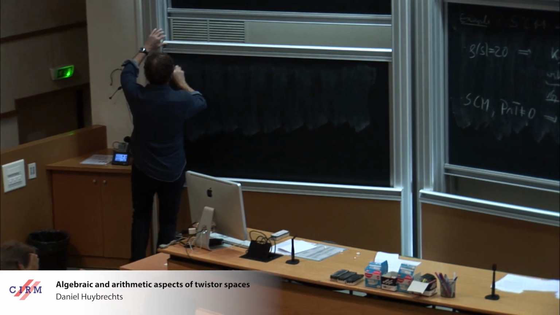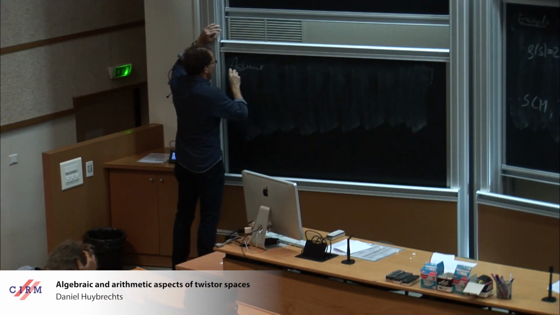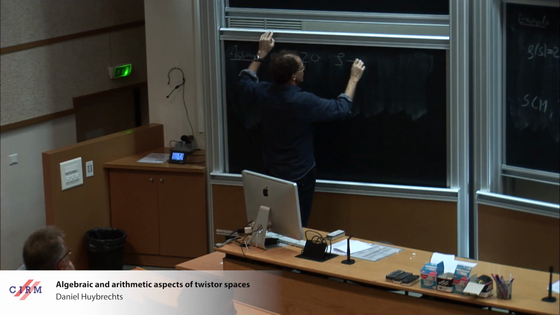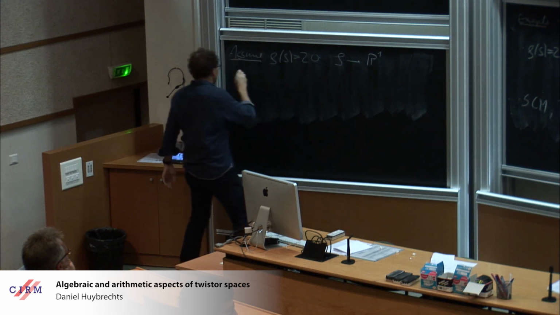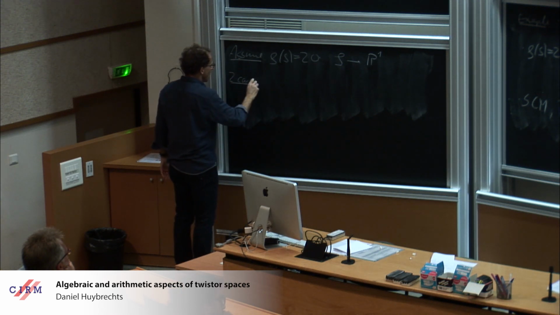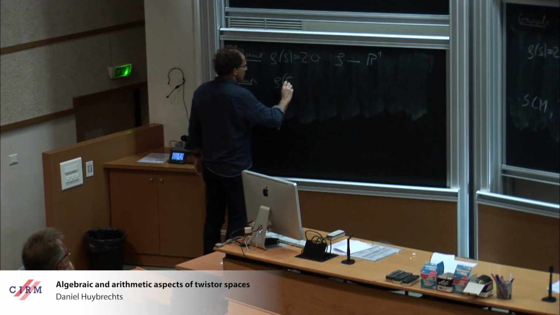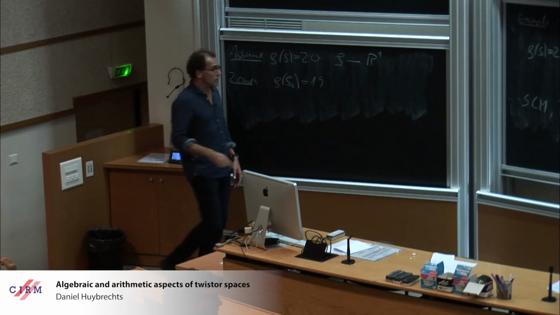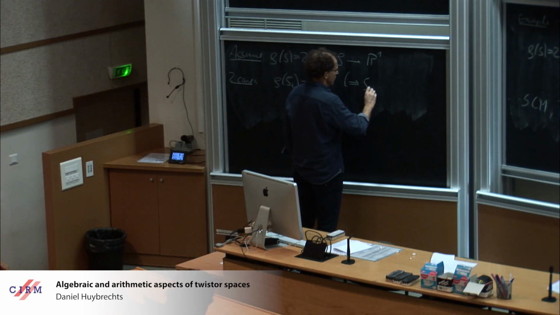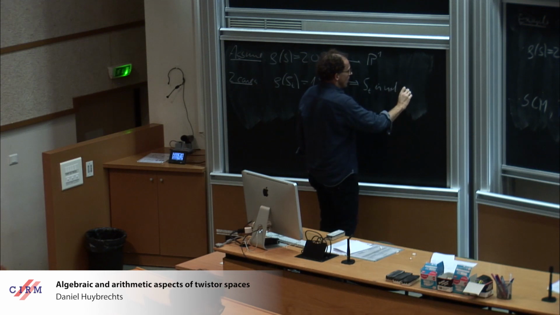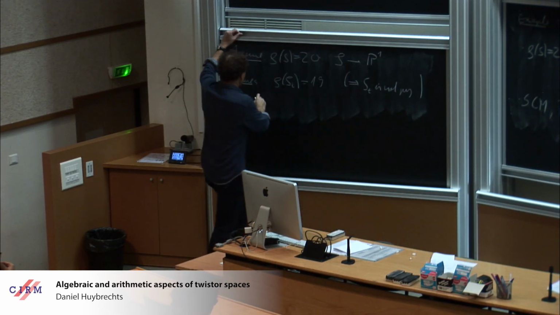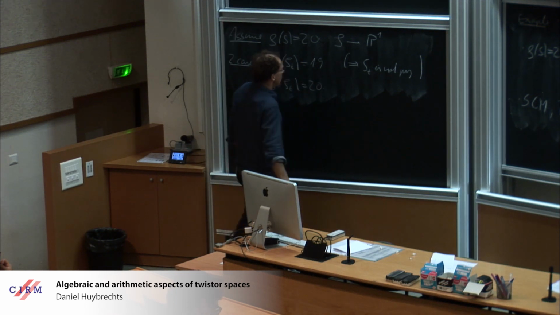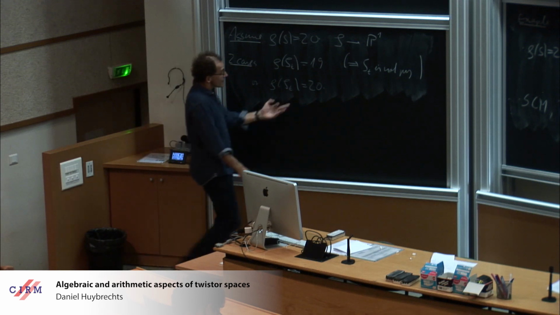So suppose the Picard rank is 20. So I have this family. Then there are two cases. Either the Picard number of a fiber is 19, and that's the non-algebraic case, so that's not projective. Or it is 20. And then, of course, it is projective, and in fact, it is CM.